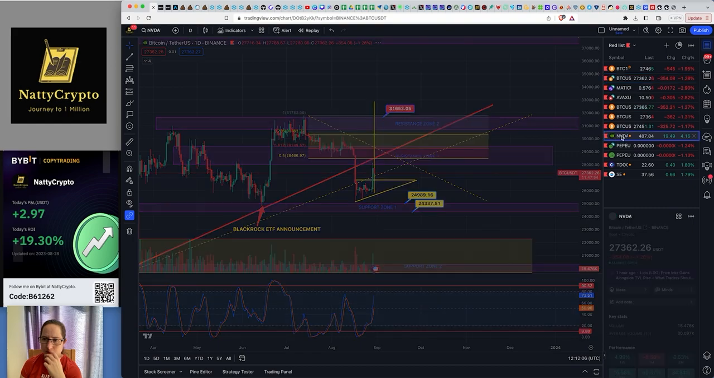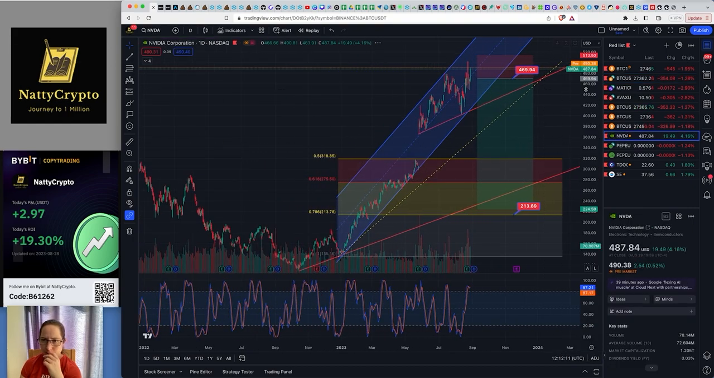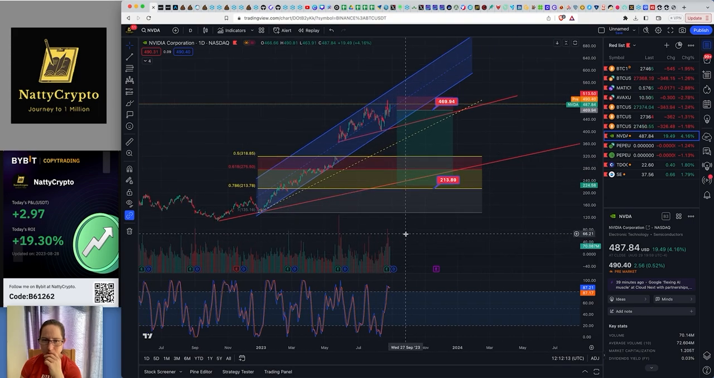Now, if you want to have an idea of why I went for the NVIDIA short, let me show you why. Obviously, it's not in profit at the moment. It's been going up, up, up. It's going to start losing momentum. Stochastic RSI is at the top. It's showing it's turning over. It could stay up there for a little bit longer, but it's going to turn over.